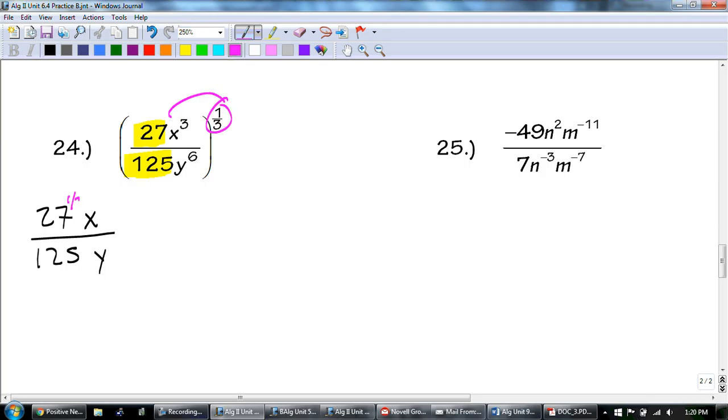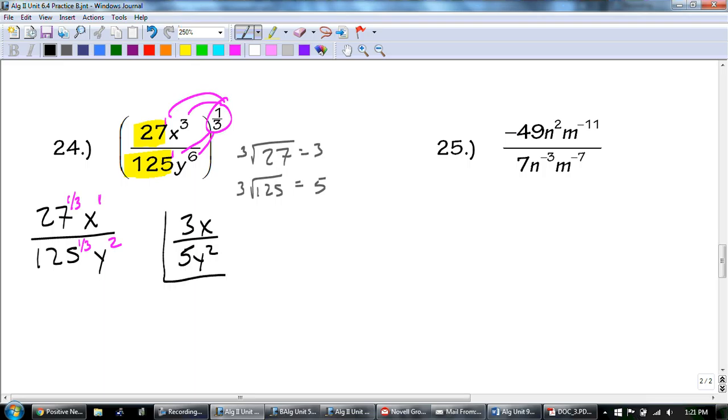So we got 1/3. 1 times 3 is 3. 3 divided by 3 is 1. That's also going to be to 1/3. And 6 times 1 is 6. 6 divided by 3 is 2. So just remember that 27 to the 1/3, we're taking the cube root of both of those numbers. And we have those on our cheat sheet. So we have 3x over 5y squared.